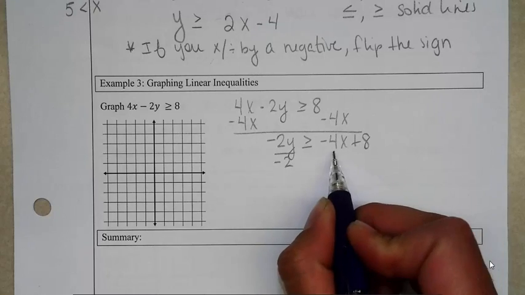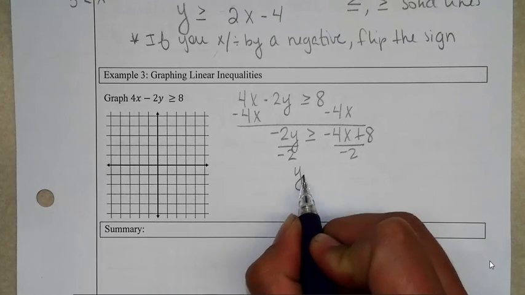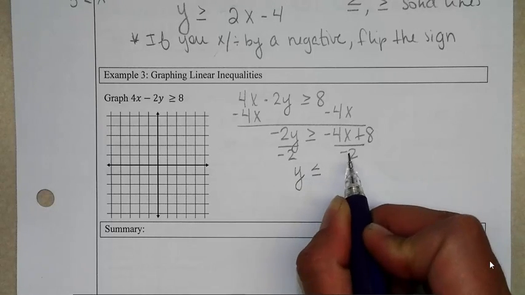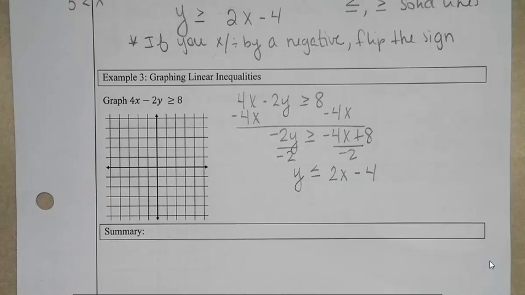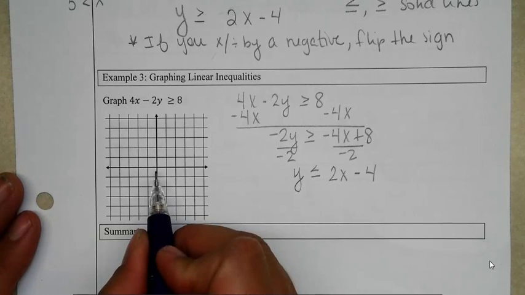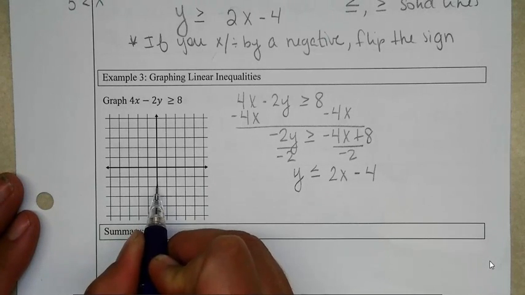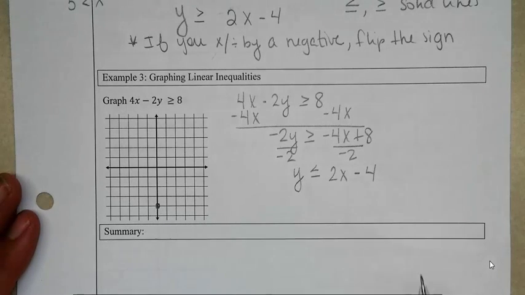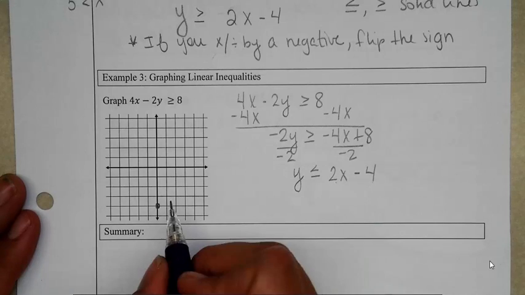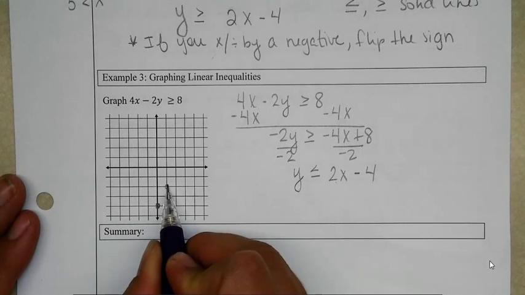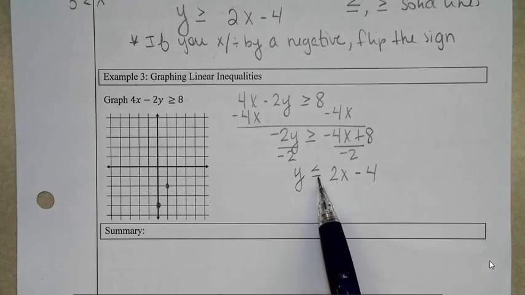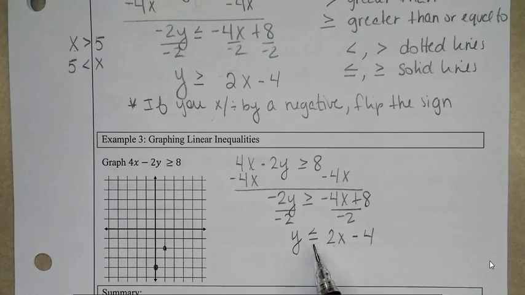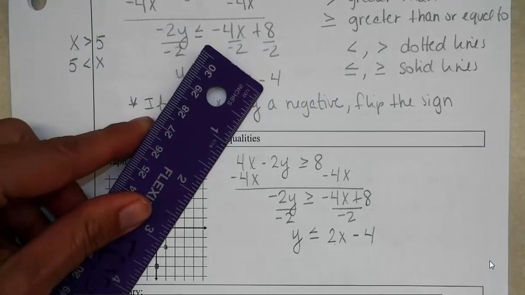Okay, and we're going to divide everything by -2. So that means I need to flip my sign. Y is less than or equal to, okay, and then this becomes 2x minus 4. All right, so I'm going to graph this, starting with my y-intercept, -4. Okay, and then from there I'm going to use my slope to get my next point. Go up 2 over 1. Okay, now before I draw my line, I need to make sure that I get the right kind of line. So this is a less than or equal to, which means that I am going to use a solid line, not a dotted line. So my solid line I'm going to draw.